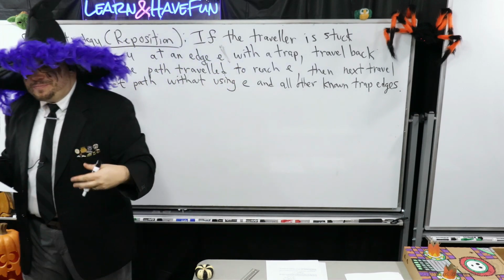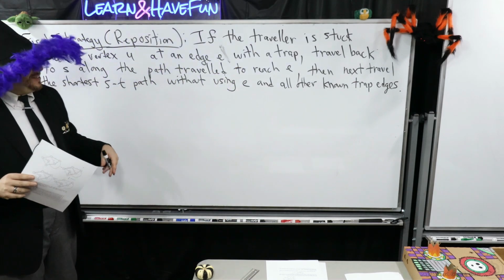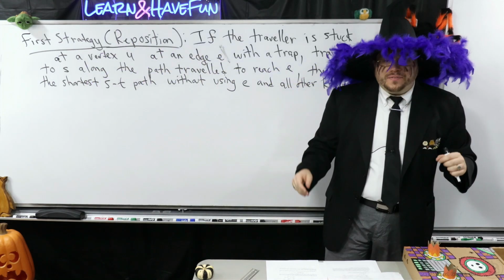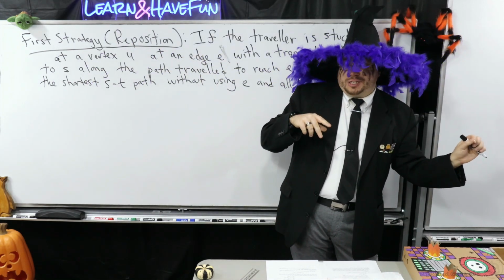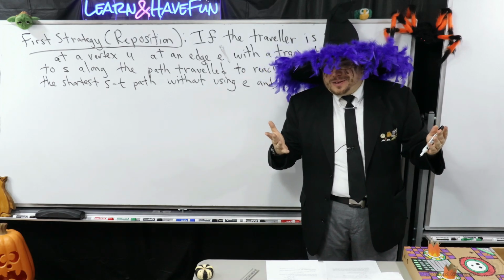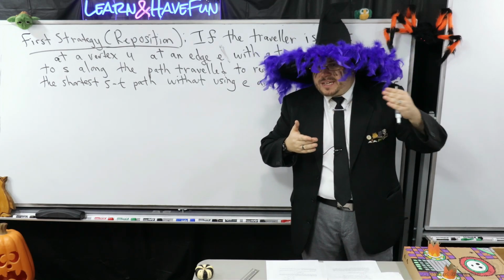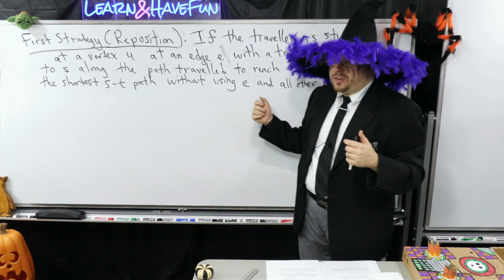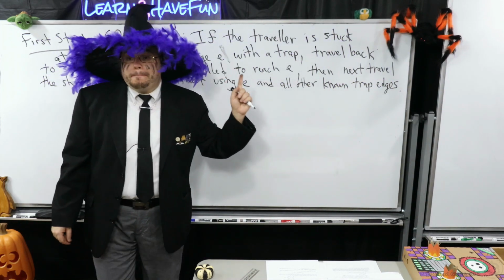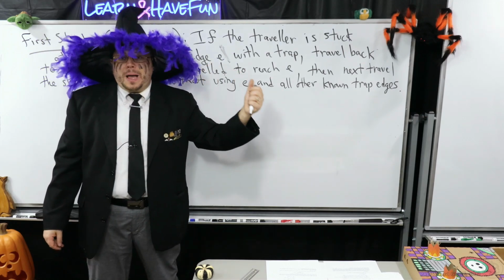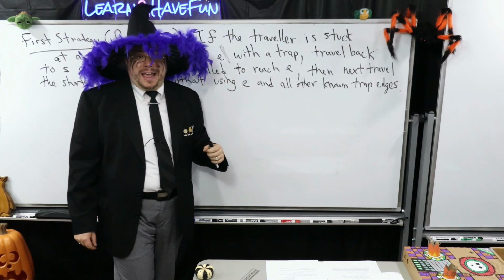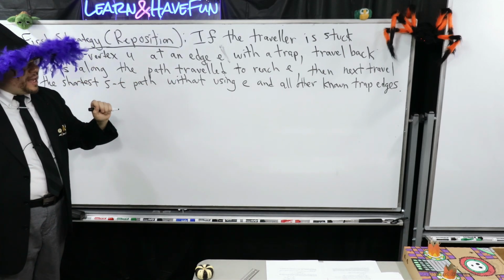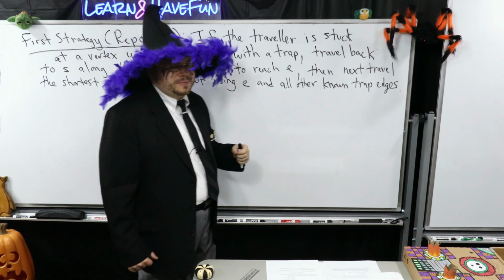So let's put this in plain language, everybody. What's going to happen is you try to compute the shortest ST path. If you stop at a trap edge, because you uncovered it, but at the same time you're being instructed by the shortest ST path to travel over it, you stop there, and what the reposition strategy says is you're going to return back to S. You're just going to follow backwards along the path you came. And then you're going to recompute a shortest ST path without using that edge and all other known trap edges.